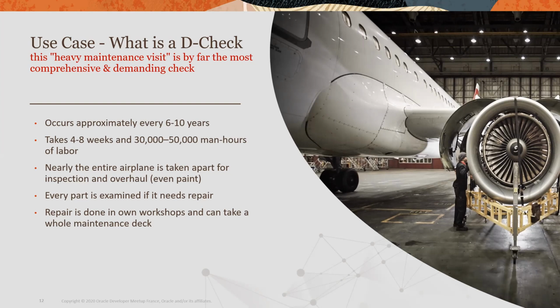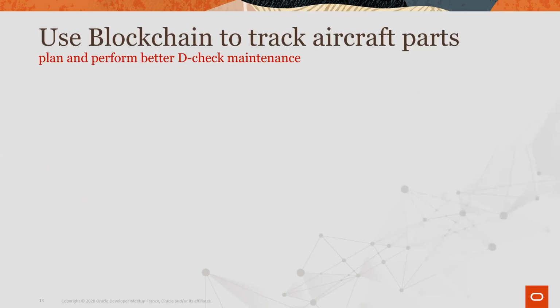The repair is usually done in the own workshops of the airline that uses the airplane. They have a hangar, or they use, for example, in the Netherlands, we have a very big maintenance hangar. But one airplane can take up a whole maintenance deck. So if you have a few of these checks at once, you can't repair other airplanes. So we want to show this by using blockchain to track the aircraft parts.